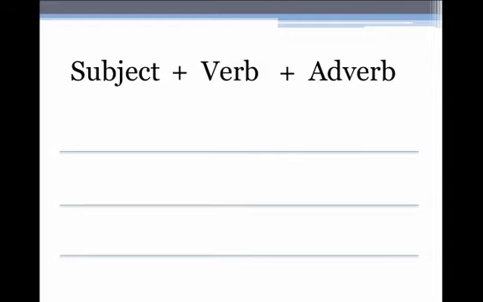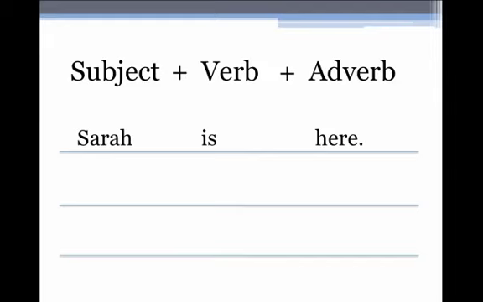Fourth, there is subject plus verb plus adverb. An adverb describes a verb, like an adjective describes a noun. We haven't studied adverbs yet, but we will study them in a few weeks. Let's look at an example. Sarah is here. This sentence tells us where Sarah is. She is here. Sarah is the subject. Is is the verb, and here is the adverb.